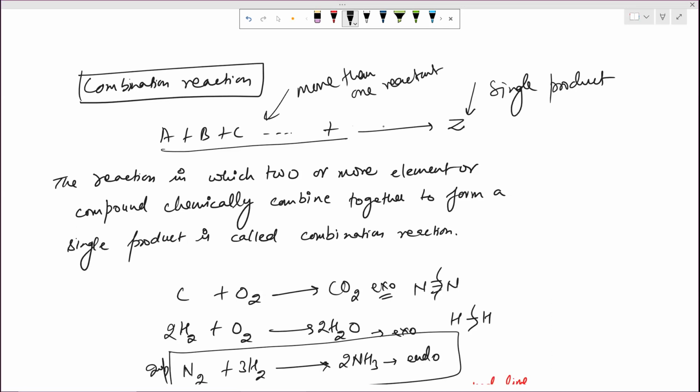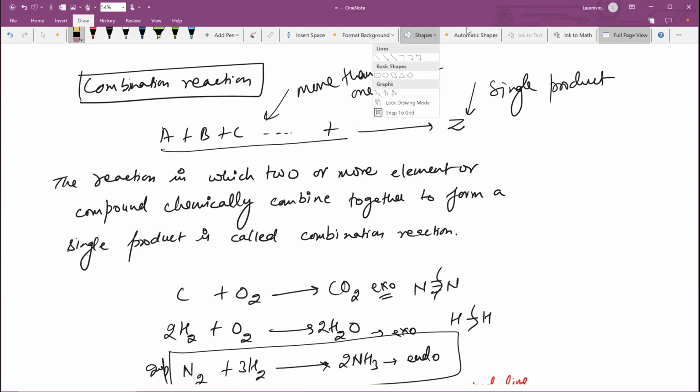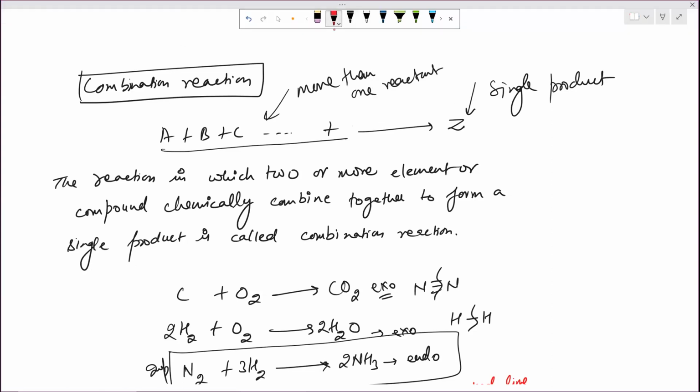So note this one. The reaction in which two or more elements or compounds chemically combine together to form a single product is known as combination reactions. Note it down, the definition.